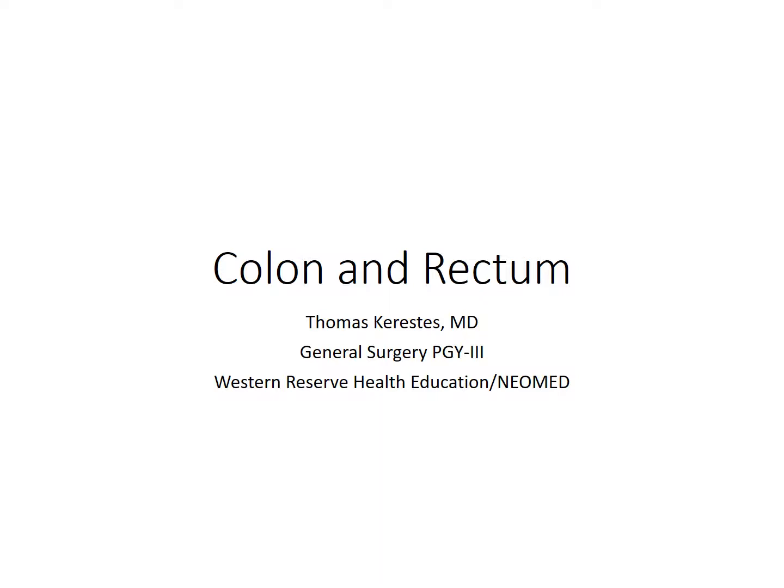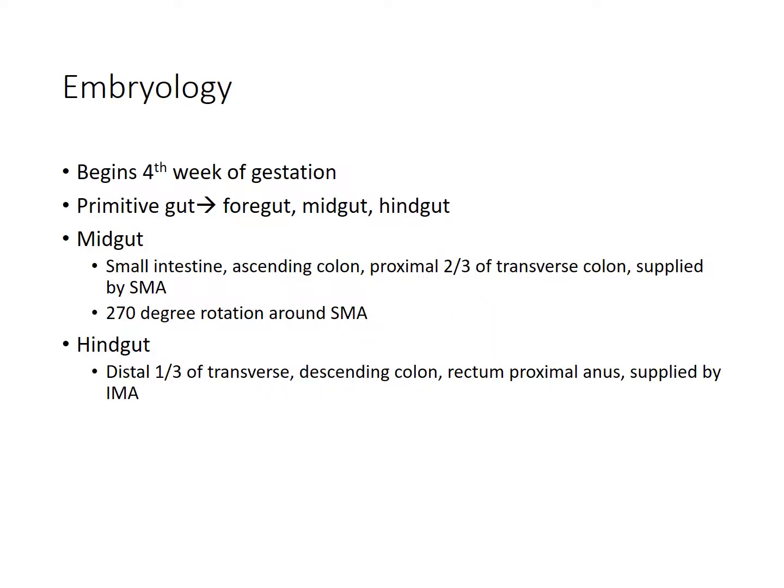Alright, colon and rectum. Let's get started. So we'll start with some embryology. Begin at the 4th week of gestation, the primitive gut, which turns into the foregut, the midgut, and the hindgut. Primitive gut is derived from the endoderm.